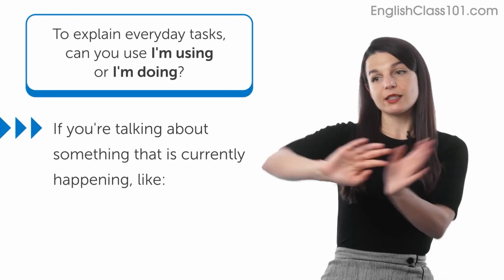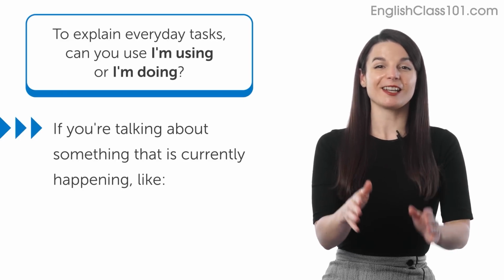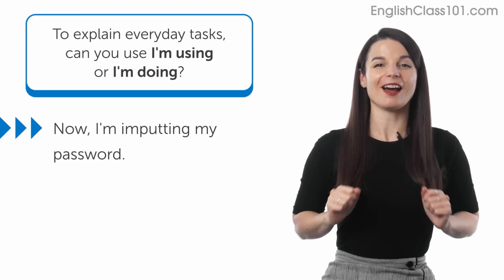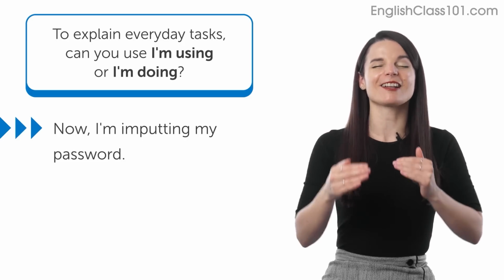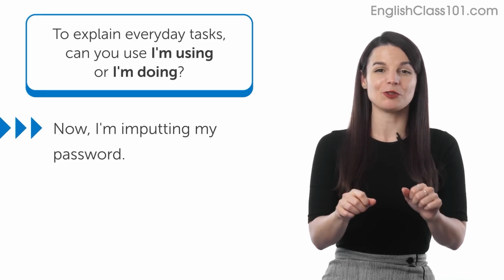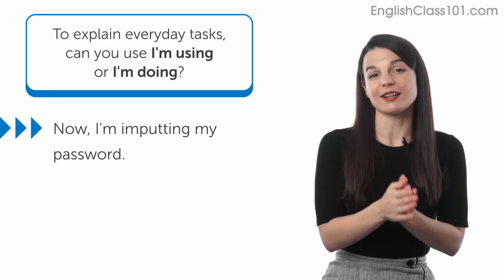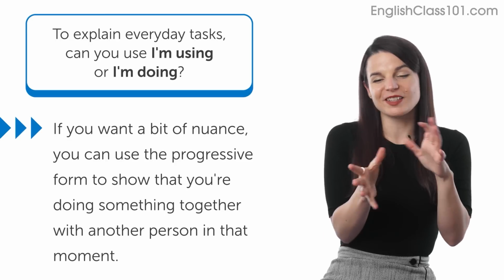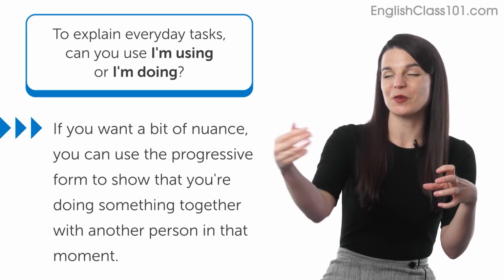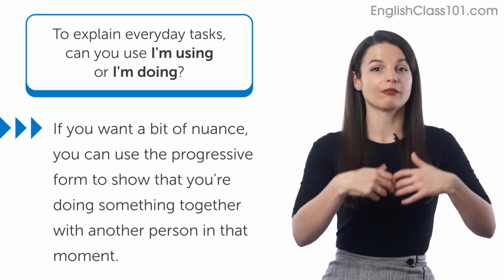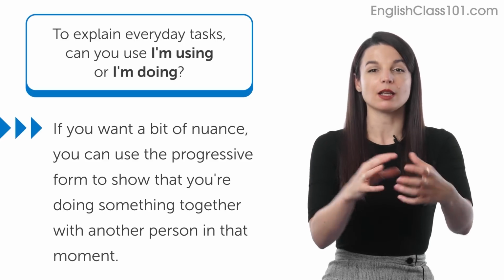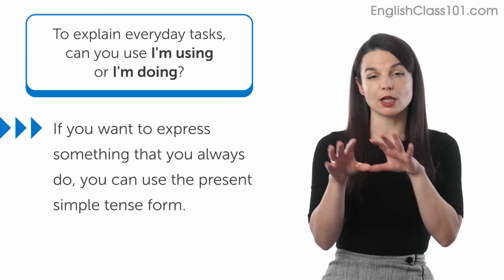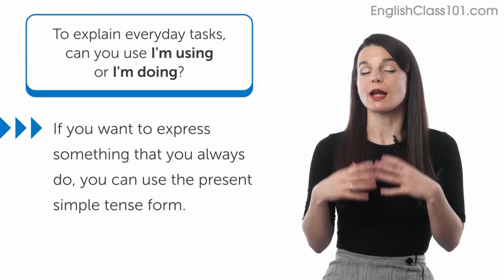Of course, separate from this situation, if you're just talking about something happening right now, like now I'm typing my name, or now I'm inputting my password, if you're talking about the specific steps as you do them, then yes, of course, use the progressive form to do that. But if you want this nuance of, this is what I'm doing now in this moment, what do you think? You can use that progressive form to show that you're doing something together with another person in that moment.